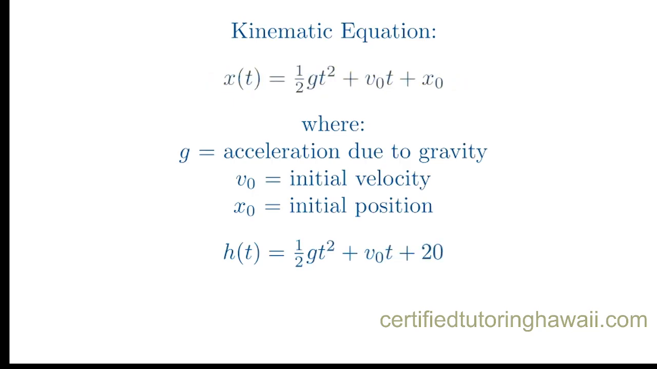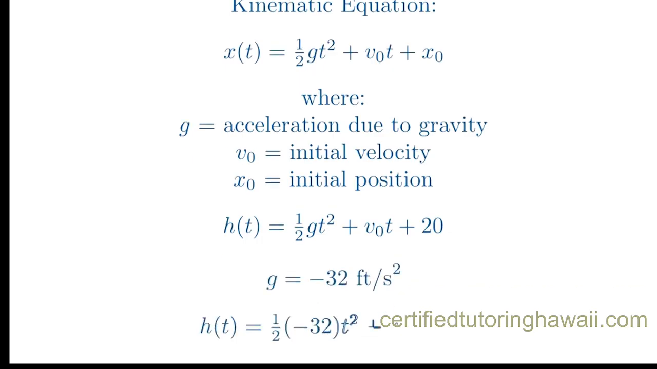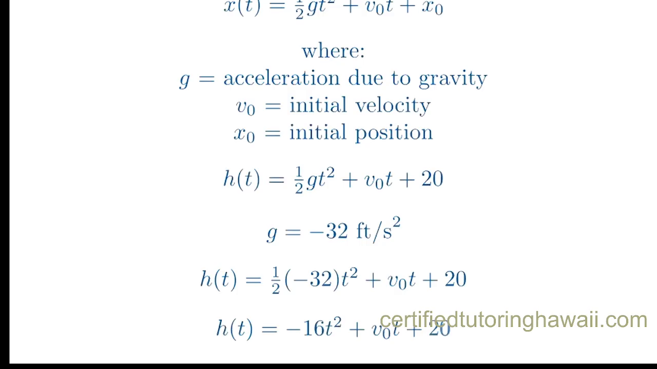In the United States, the acceleration due to gravity, g, is approximately 32 feet per second squared, or negative 32 if we consider gravity pulling downwards. Let's use g = -32. Substituting this in, we get h(t) = -16t² + v0t + 20. Now we have our model, h(t) = -16t² + v0t + 20.